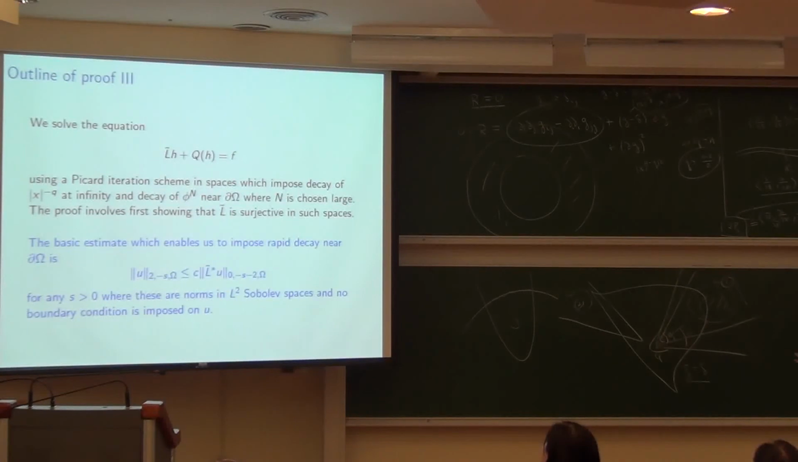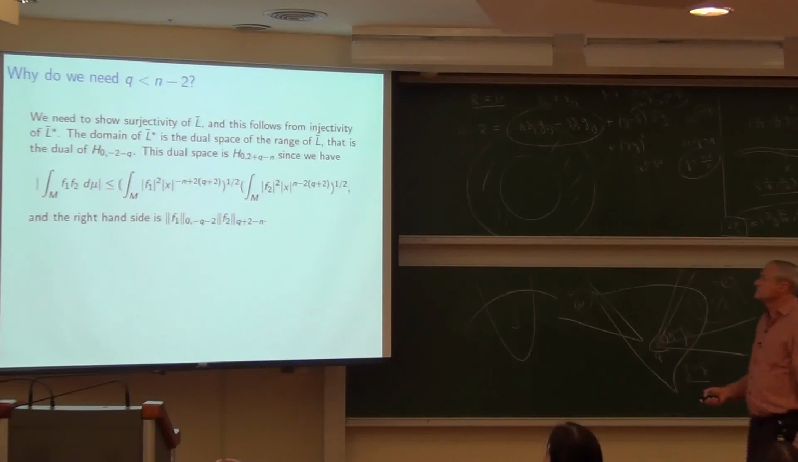You can prove this in a cone. This Omega is a region which is a cone outside a compact set, and then it's some smooth region near the vertex.